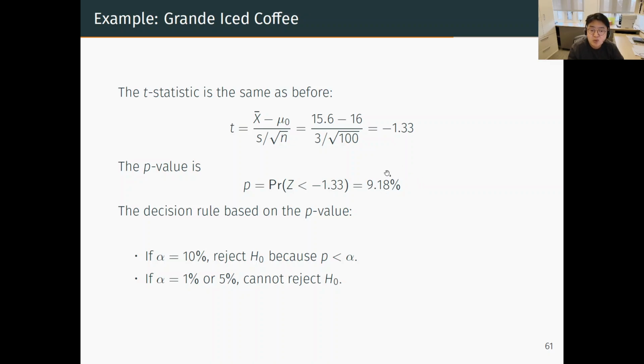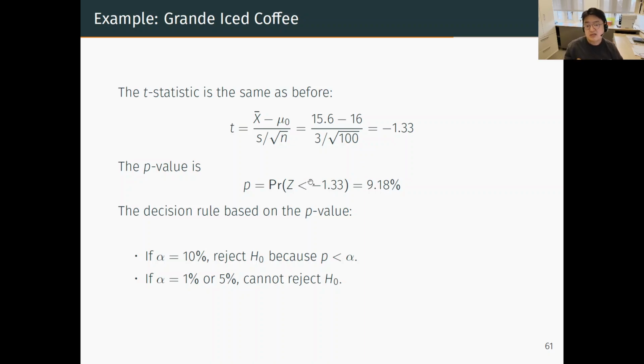That is 9.18%. Based on this p-value, the decision rule is to compare with the significance level, right? The p-value is already calculated, so if the significance level is greater than the p-value, you are going to reject the null hypothesis. You are willing to reject 10% of outcomes, but your outcome is in the top 9% most suspicious. So it's one of the top 10% most suspicious outcomes.